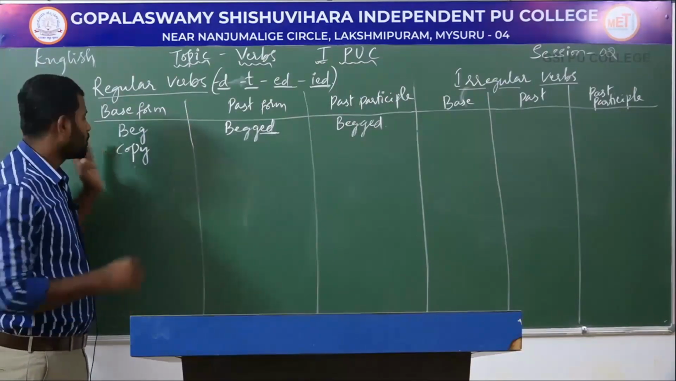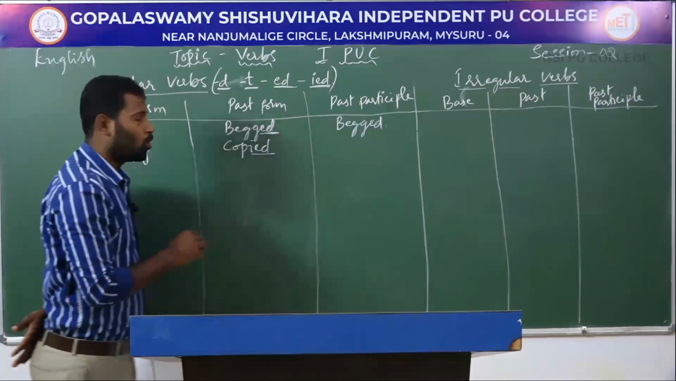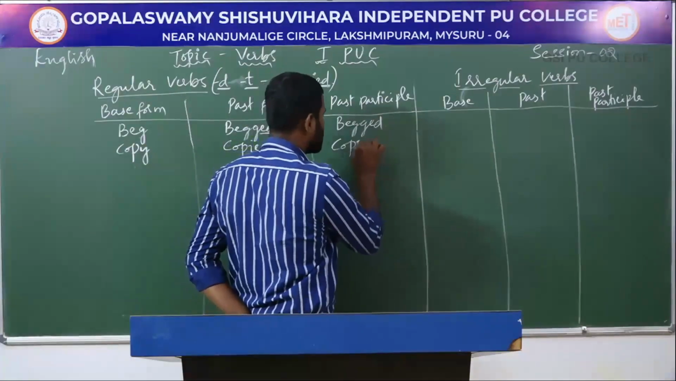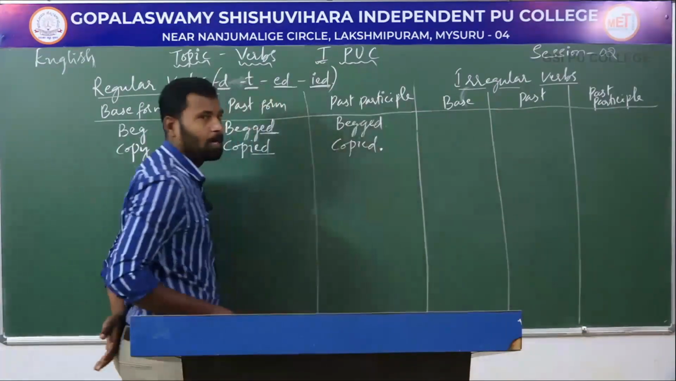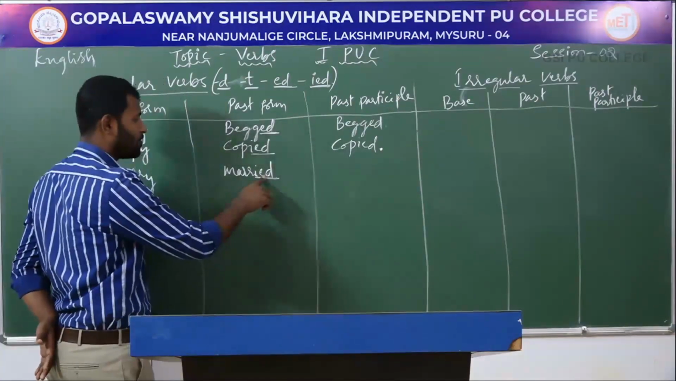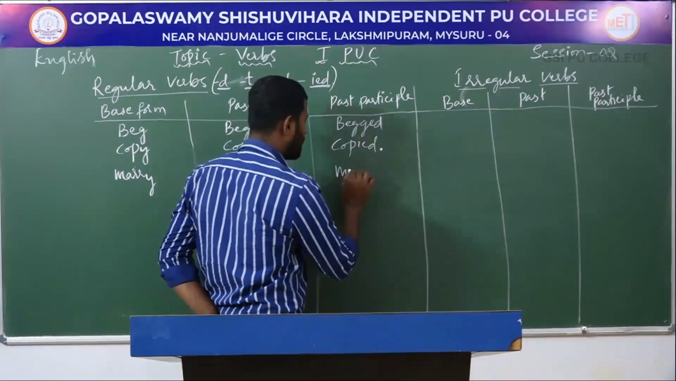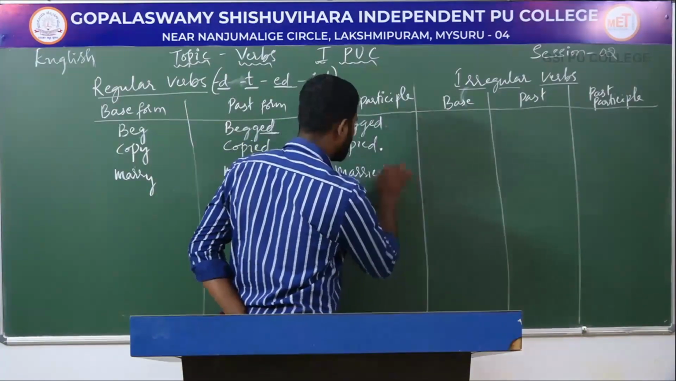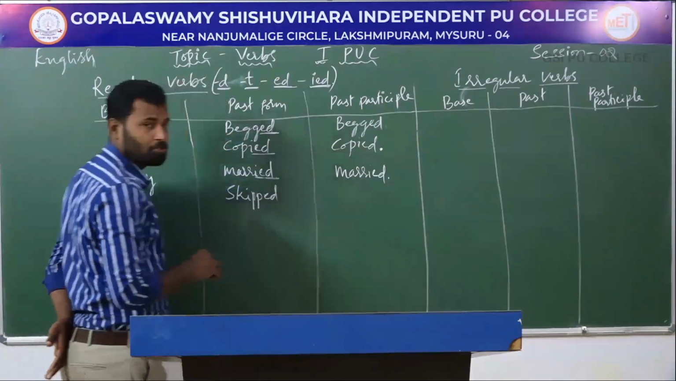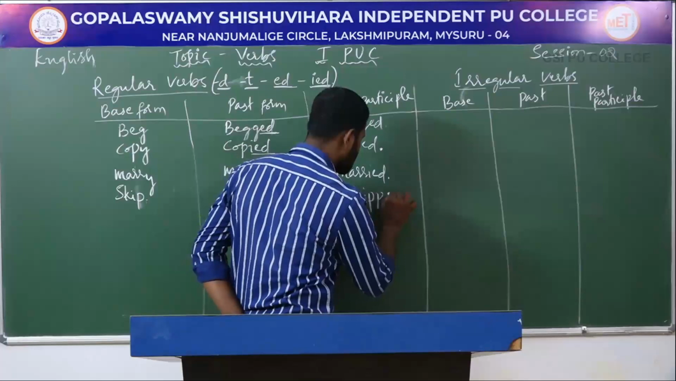Next, copy. This verb copy will have the IED form when it is changed into past. Copy, copied, and the same copied even in the past participle. Next, marry. This verb marry will have the suffix IED in order to change to past tense, and it is the same even in the past participle, married. Skip. The verb skip will have the ed form to change to past. So skip, skipped and skipped.